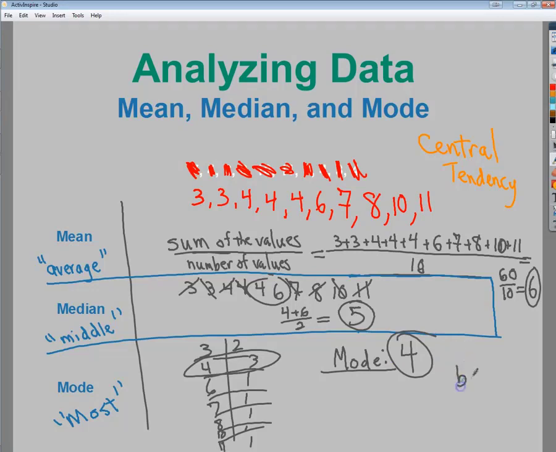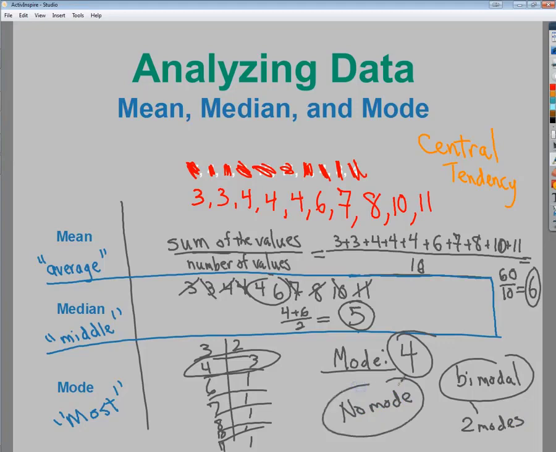If I had another 3 in there, or 1 less 4, you can have multiple modes, or it could be what's called bimodal. Or you can have no mode at all. If all the numbers are different, you just say no mode. If it has 2 modes, you just name which modes they are. So 4 and 3, that sort of thing. That's the gist of how it all goes.